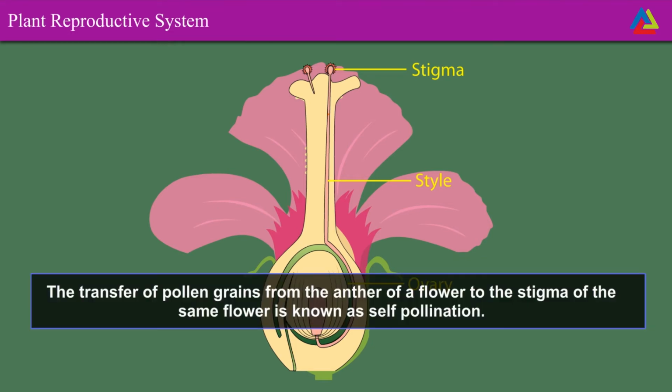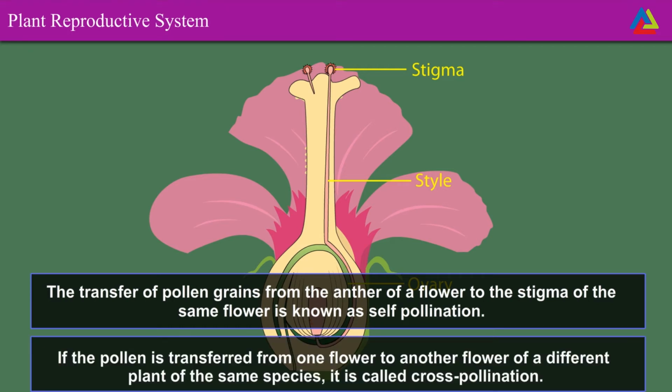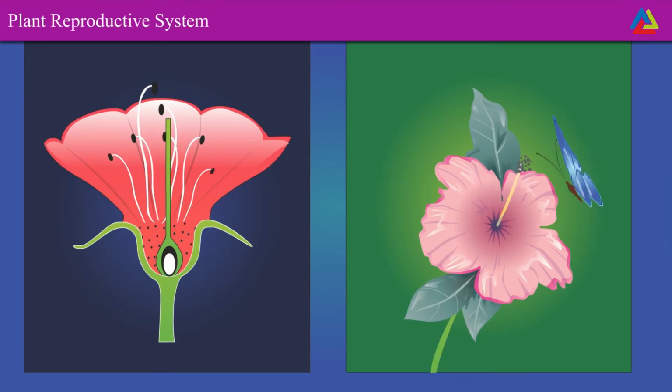The transfer of pollen grains from the anther of a flower to the stigma of the same flower is known as self-pollination. If the pollen is transferred from one flower to another flower of a different plant of the same species, it is called cross-pollination. The transfer of pollen from one flower to another is achieved by agents like wind, water, or animals.